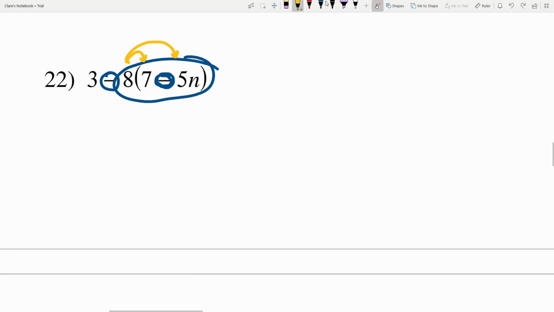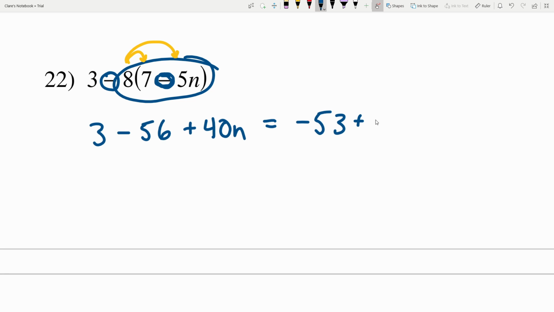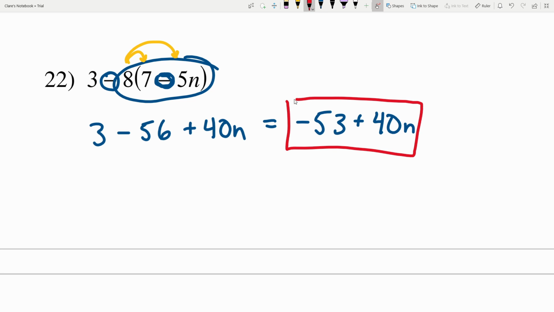So let's work through this. We'll have 3 minus 8 times 7, which is 56, minus 8 times 5n, but that 8 times 5n is already subtracted, so minus a negative will be adding a positive 40n in. Now all I have to do is 3 minus 56, which is a negative 53, and then I'll add that to 40n. That's my solution in number 22, which you could also write as 40n minus 53.